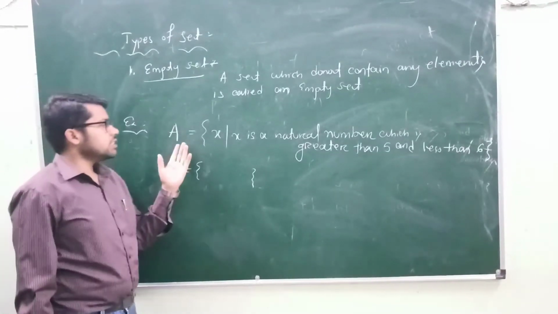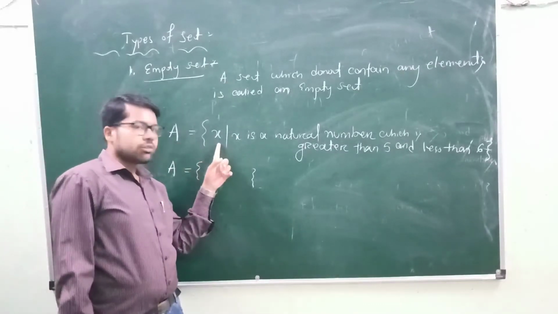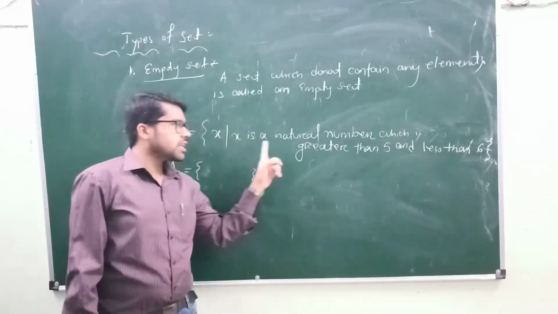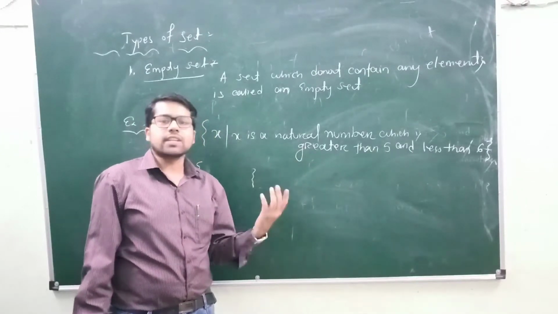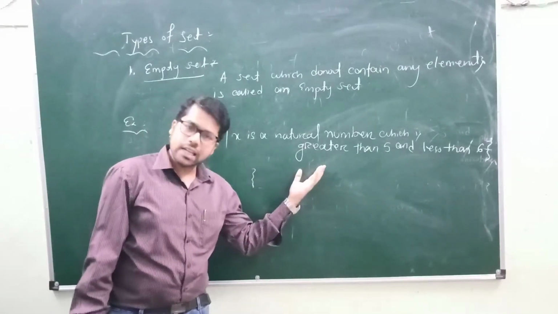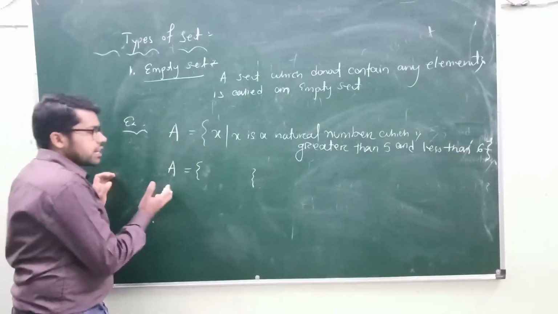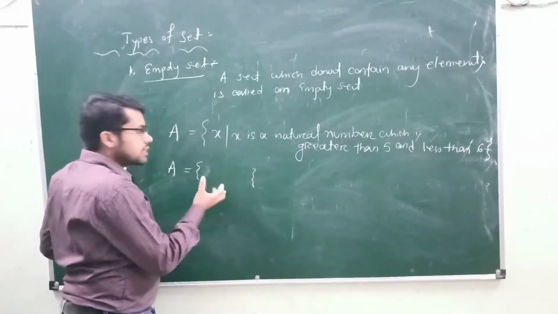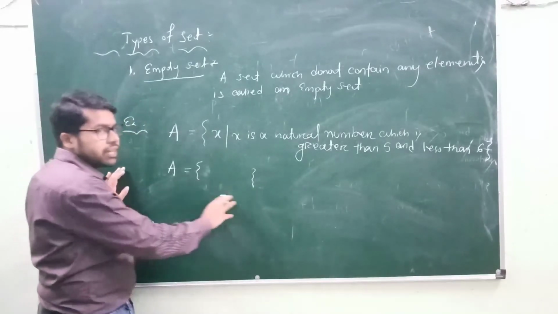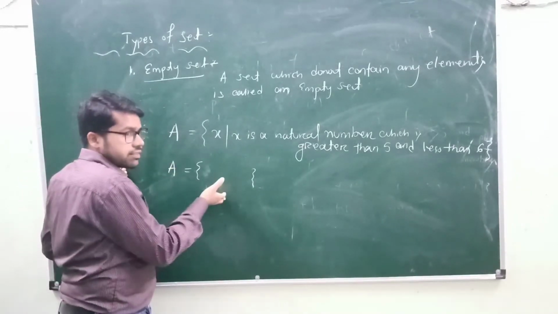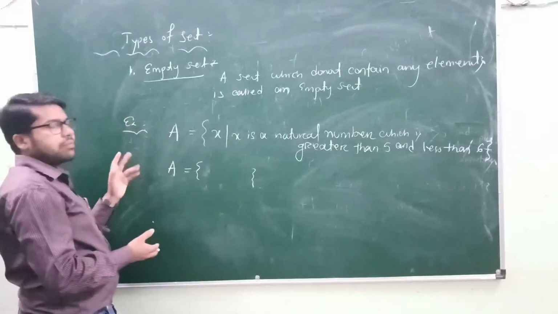Okay, so let's see, students, what happened. Here we need to collect all those x which are natural numbers and which are greater than 5 and less than 6. But there is no such natural number which is greater than 5 and less than 6. That's why we cannot write anything in this set. So this set remains in this situation. That means it is totally empty. We cannot write anything in the set. So this is an example of empty set.